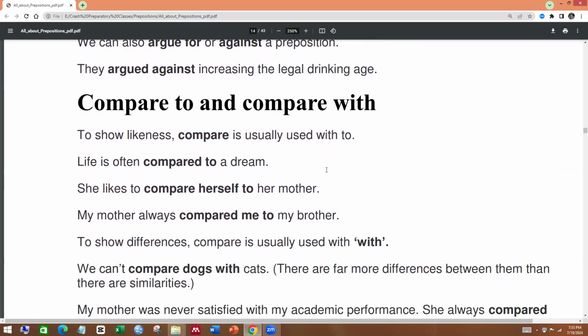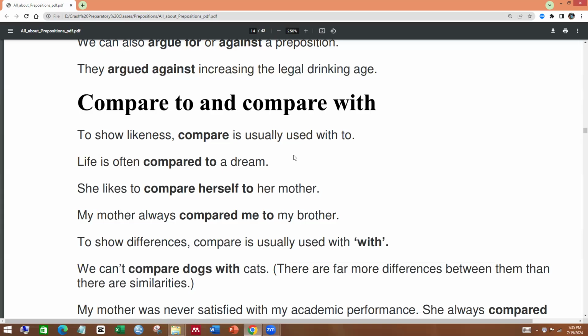Compare to and compare with, इसमें देखते हैं कौन सा फर्क है. To show likeness, compare is usually used with to. Okay, life is often compared to a dream. She likes to compare herself to her mother. My mother always compared me to my brother.